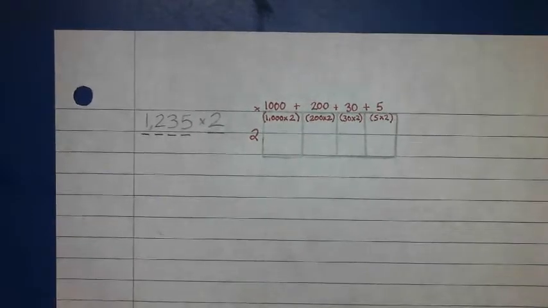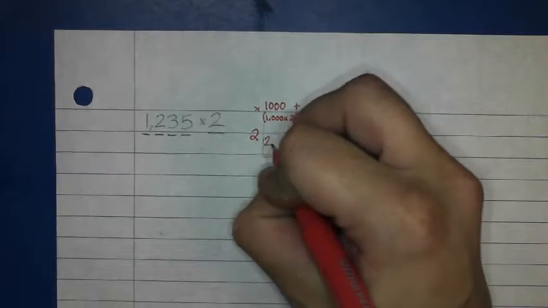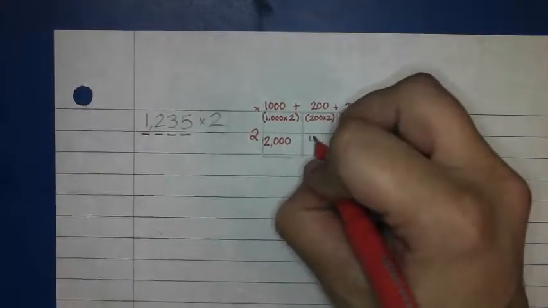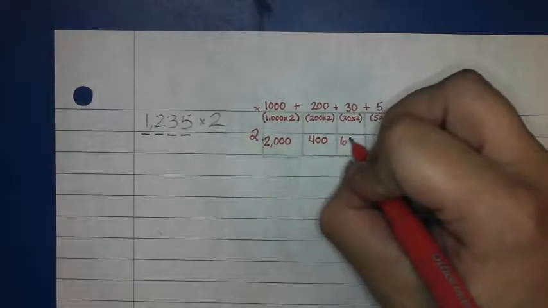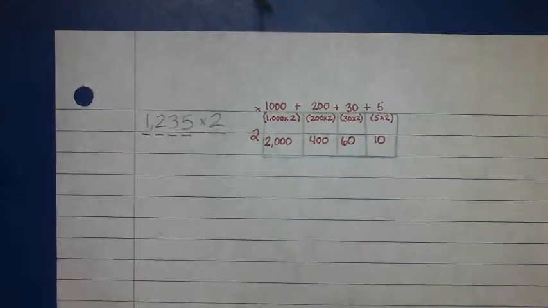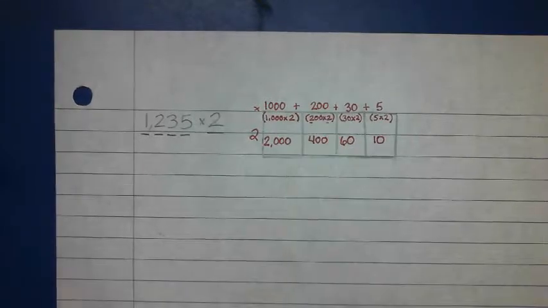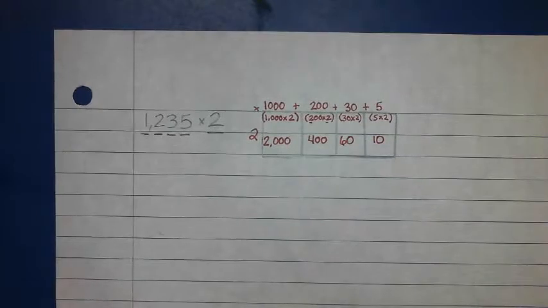After we've written our equations, we can find our partial products. So 1,000 times 2 is 2,000. 200 times 2 is 400. 30 times 2 is 60. And 5 times 2 is 10. And the way students are told to find this is they're supposed to find their base fact. So 2 times 2 is 4. Add 2 zeros gives us 400.